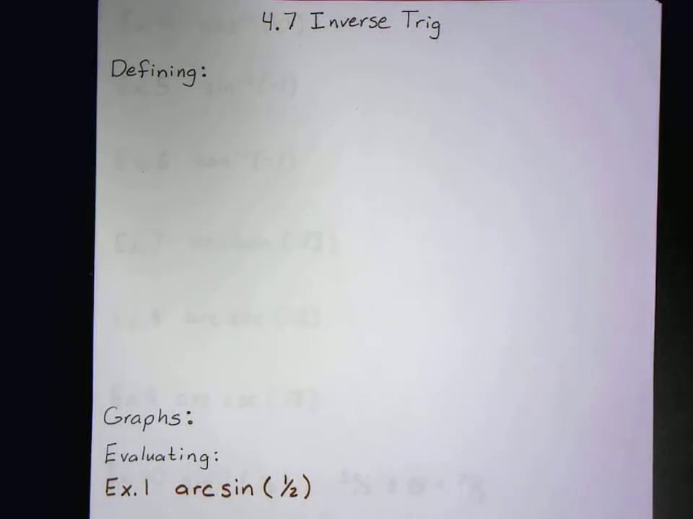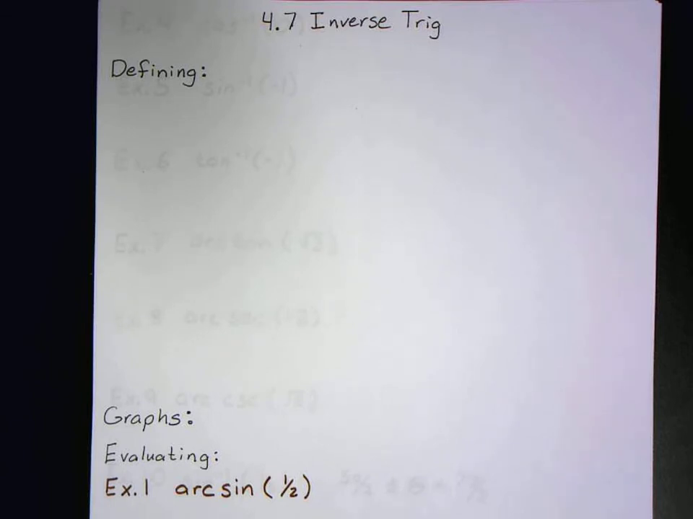So we need to start off by defining. Inverse trig, this is where on your calculator you're using the -1 sign. This is where you put in the thing and you get the angle back for your answer. So we need to start off by defining it, because the problem is when you do inverse trig, it's not a function.